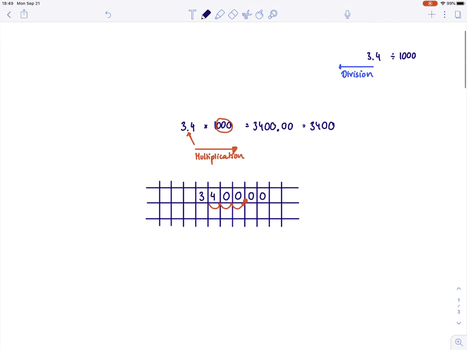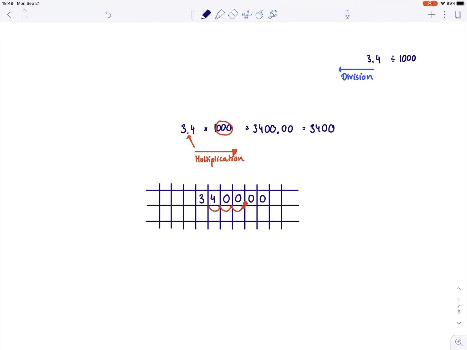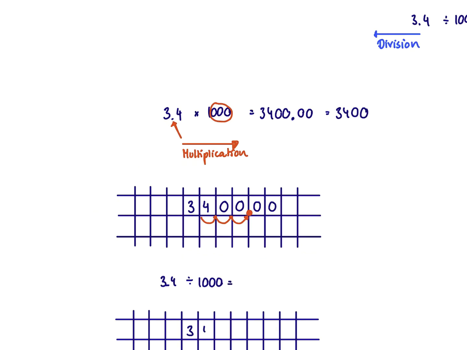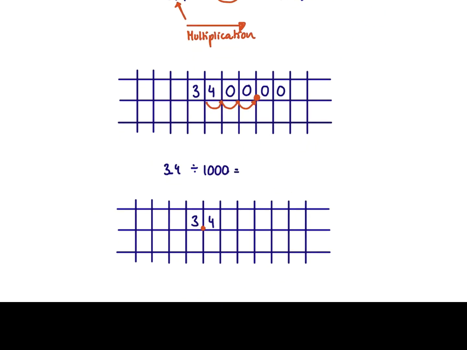Okay, let's do a division problem. Let's use 3.4 divided by 1000. What is that? Let's also use this grid here. And let's put in here my number. That's 3.4. And now I want to divide it by 1000. So therefore I need to go divided by 10, divided by 100, divided by 1000. So I have 3 zeros. So 3 steps to go.